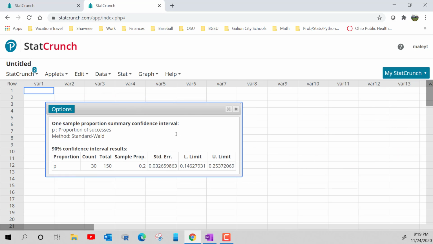Some things on here: it does give me my count, my x value. It gives me n, which is 150. It gives me what my sample proportion would be, which is 30 divided by 150, so that's my p hat. Then it gives me the standard error, and then the lower and upper limit. So all of those are matching up.